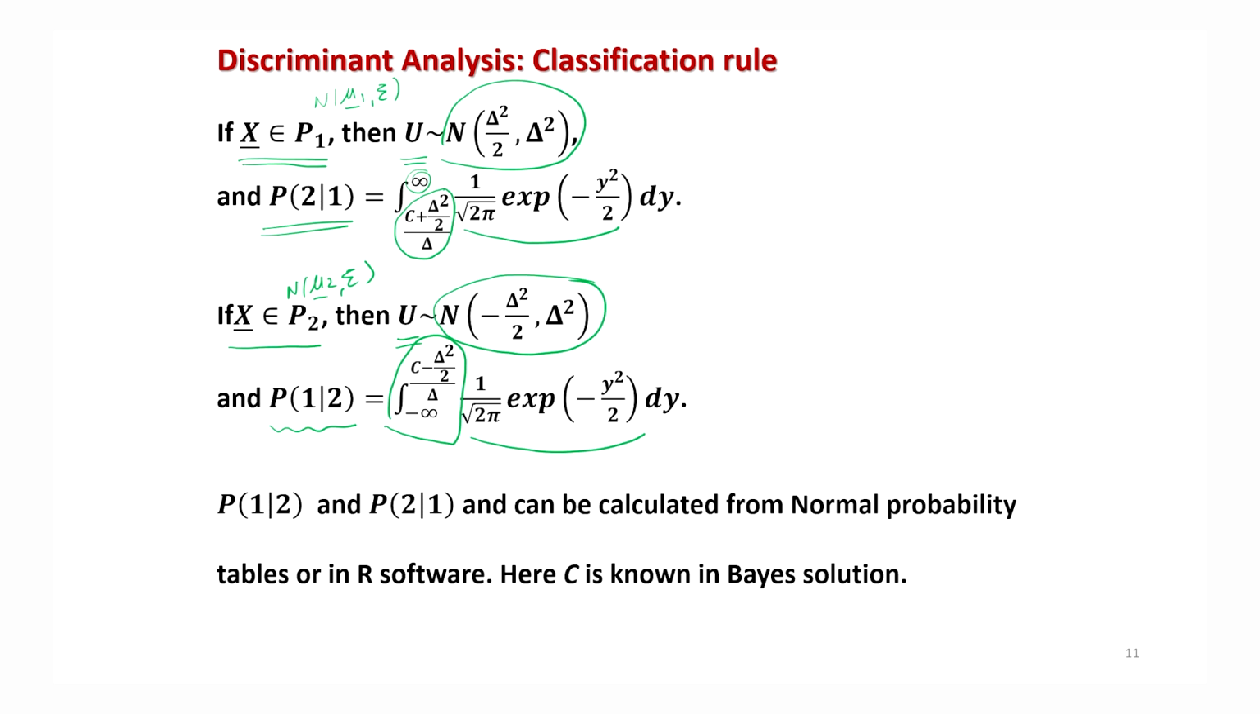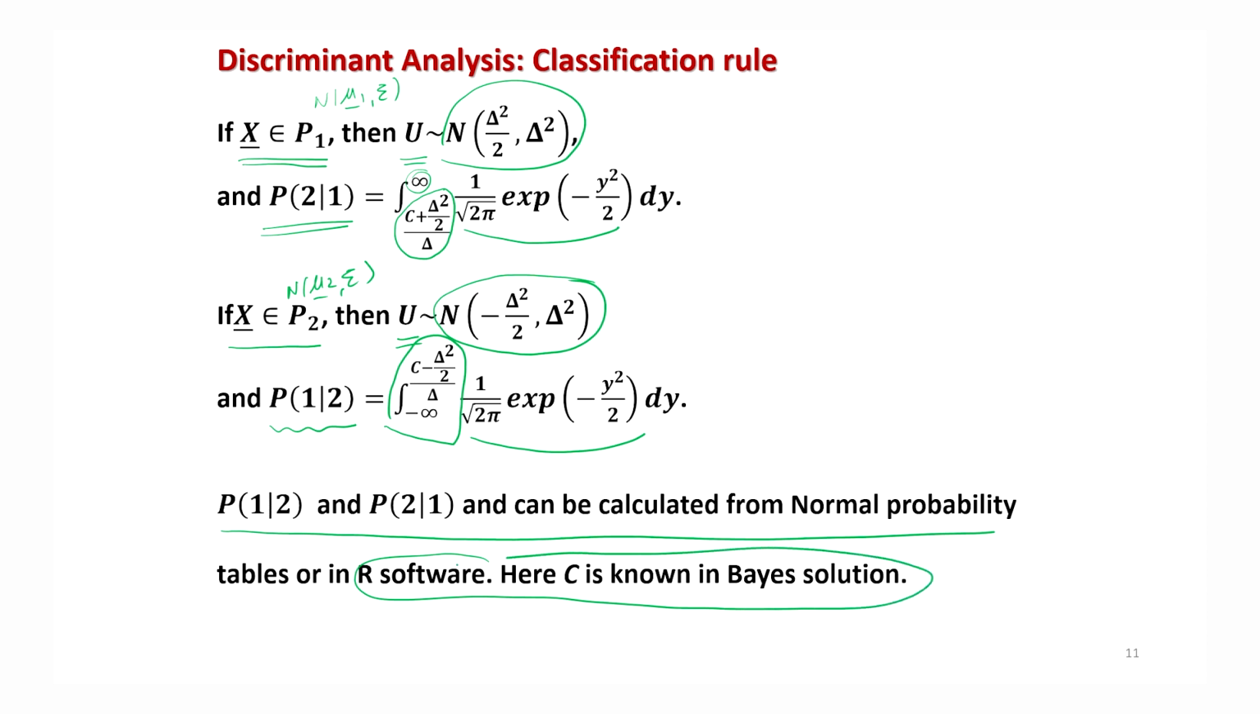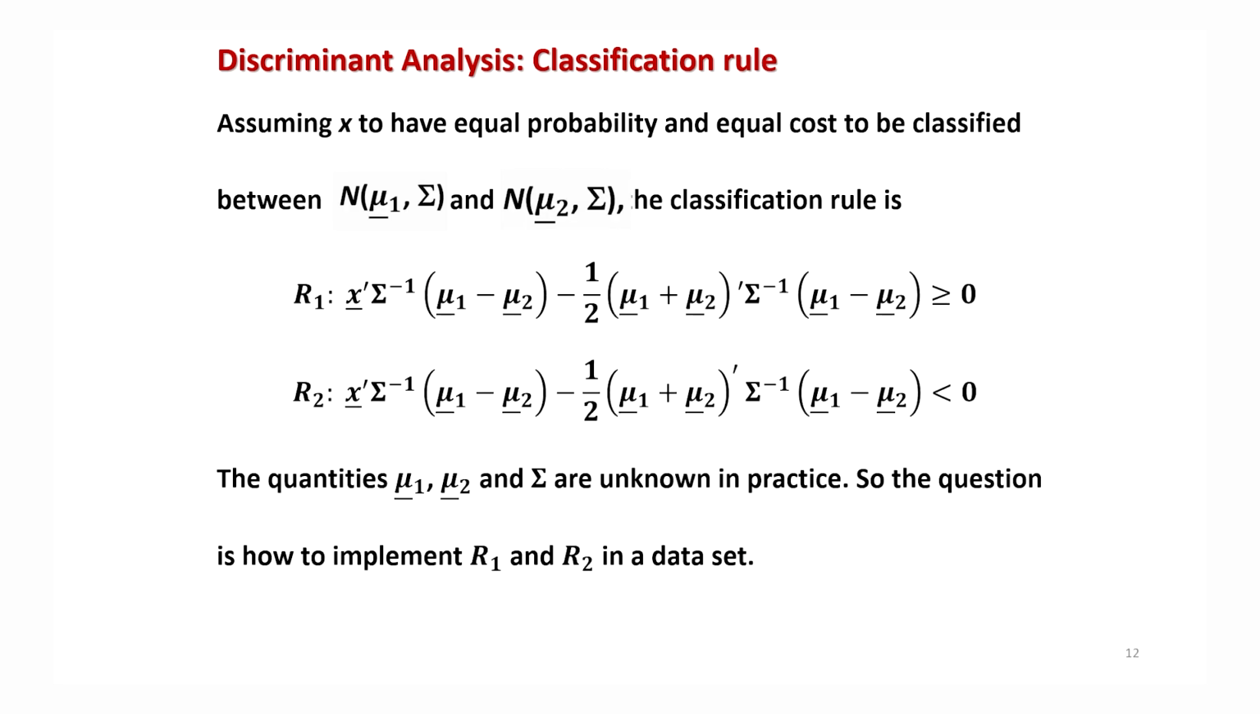So now if you try to see, once we have given these values, then these probabilities of misclassification, P1 given 2 and P2 given 1, can be calculated from the normal probability tables, or they can be calculated easily in the R software, right. Here this C is known in the case of Bayes solution, but you can estimate it, and you will see that when we implement it in the R software, they will be produced automatically, right.